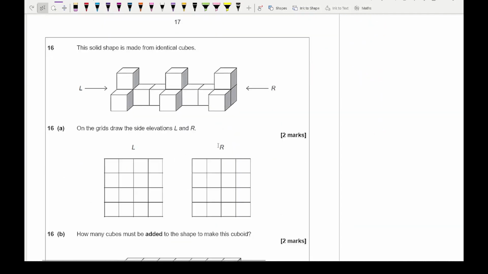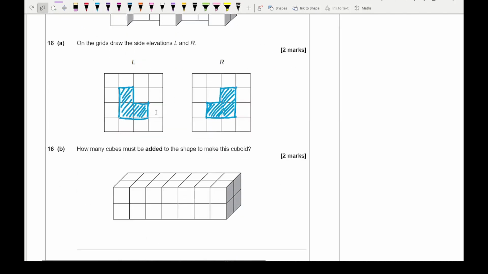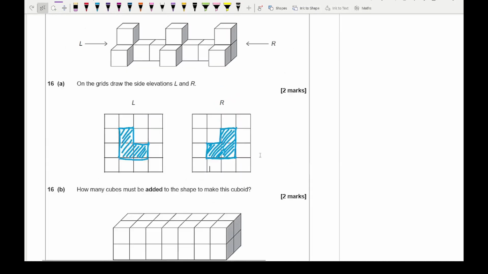Then moving on to question 16, it says this solid shape is made from identical cubes. On the grid, draw the side elevation of L and R. Well, for this, and again, using a ruler, yours should be a lot more accurate than mine. You should end up for L having something that looks like this. And for R, just a reflection, that looks like that. It then says how many cubes must be added to the shape to make the cuboid.